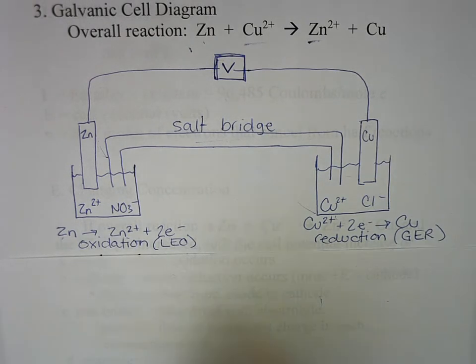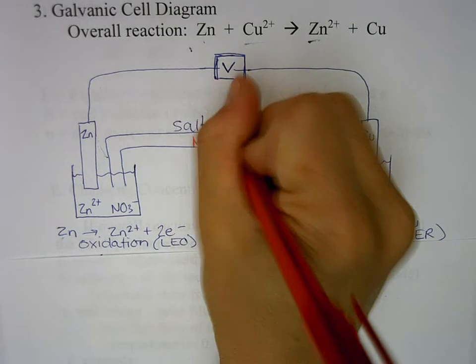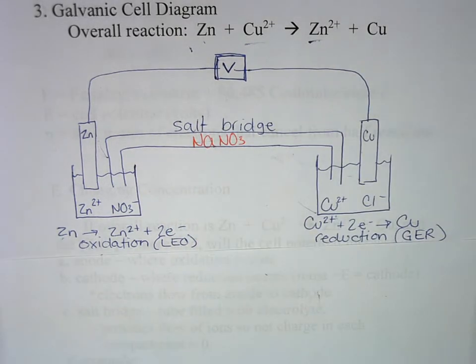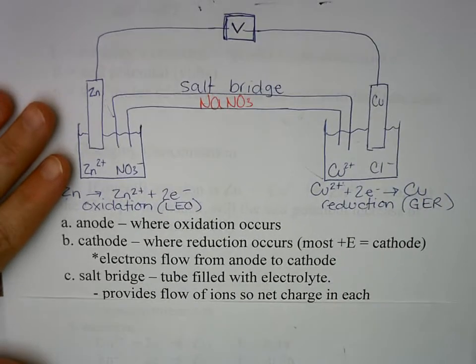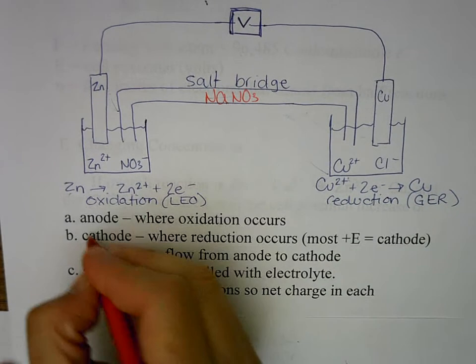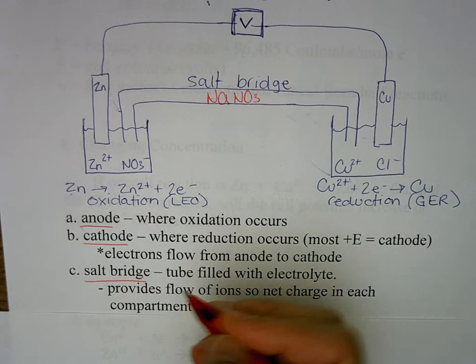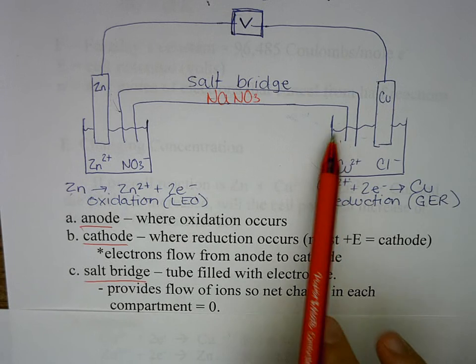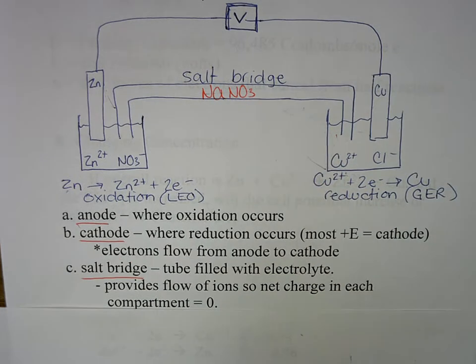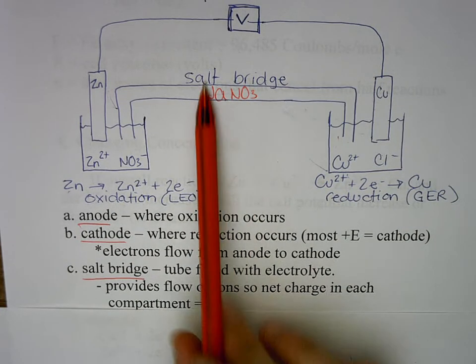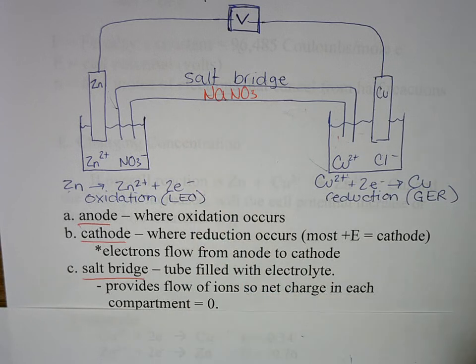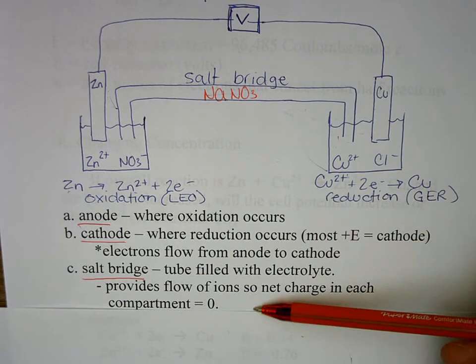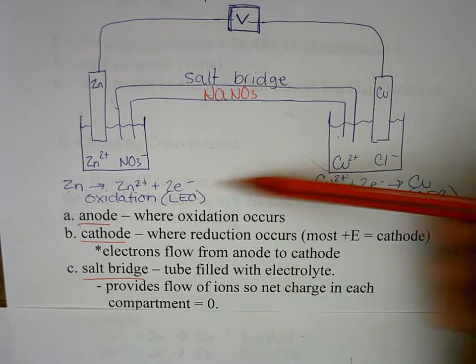So maybe I have a solution of sodium nitrate, which will then ionize into sodium ions and nitrate ions. Now, I'm going to first let you write down definitions for anode, cathode, and some stuff about the salt bridge. We're going to talk about why that salt bridge is important and why the cell can't function without it, and what happens to the ions inside of it is also important. So go ahead and write this stuff down, and then we're going to label some other stuff on this diagram.